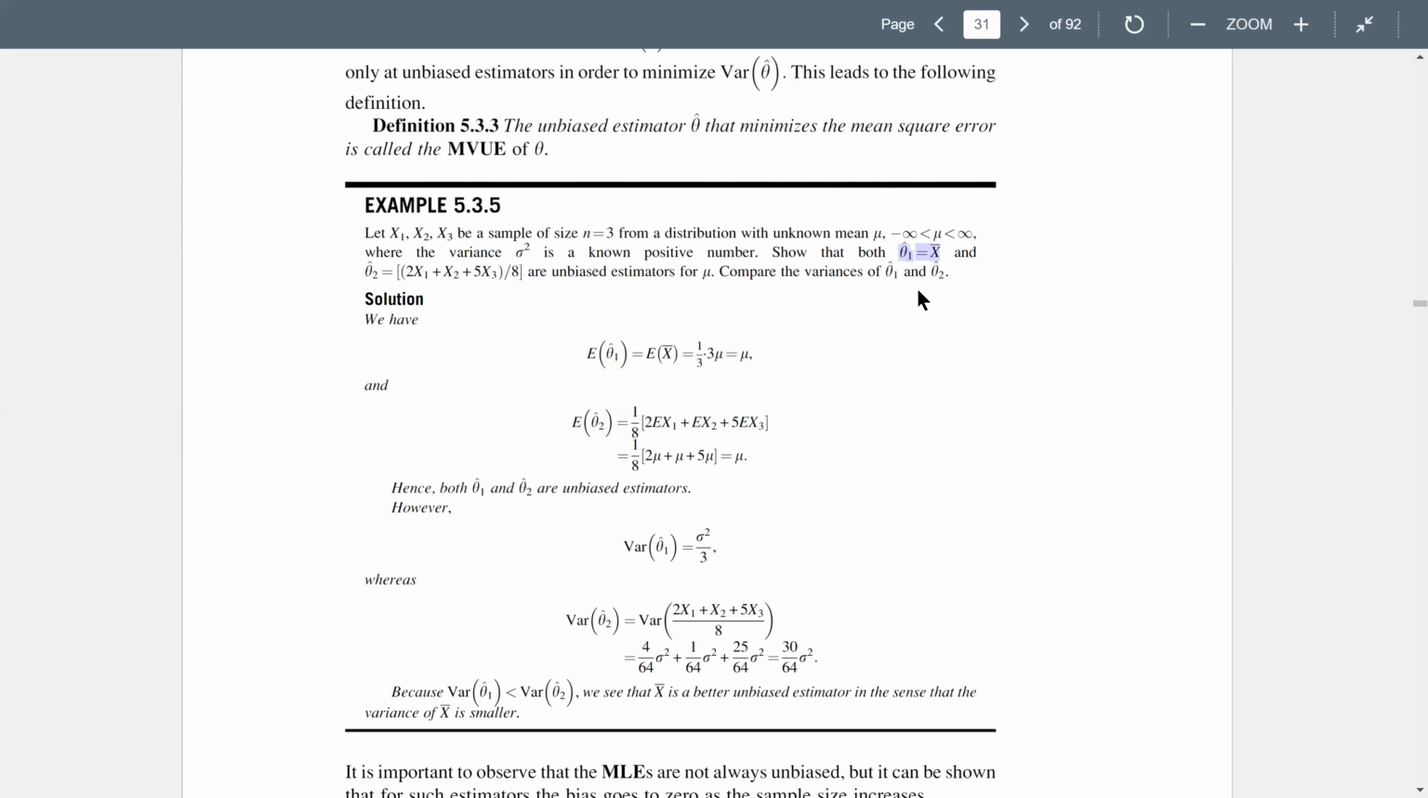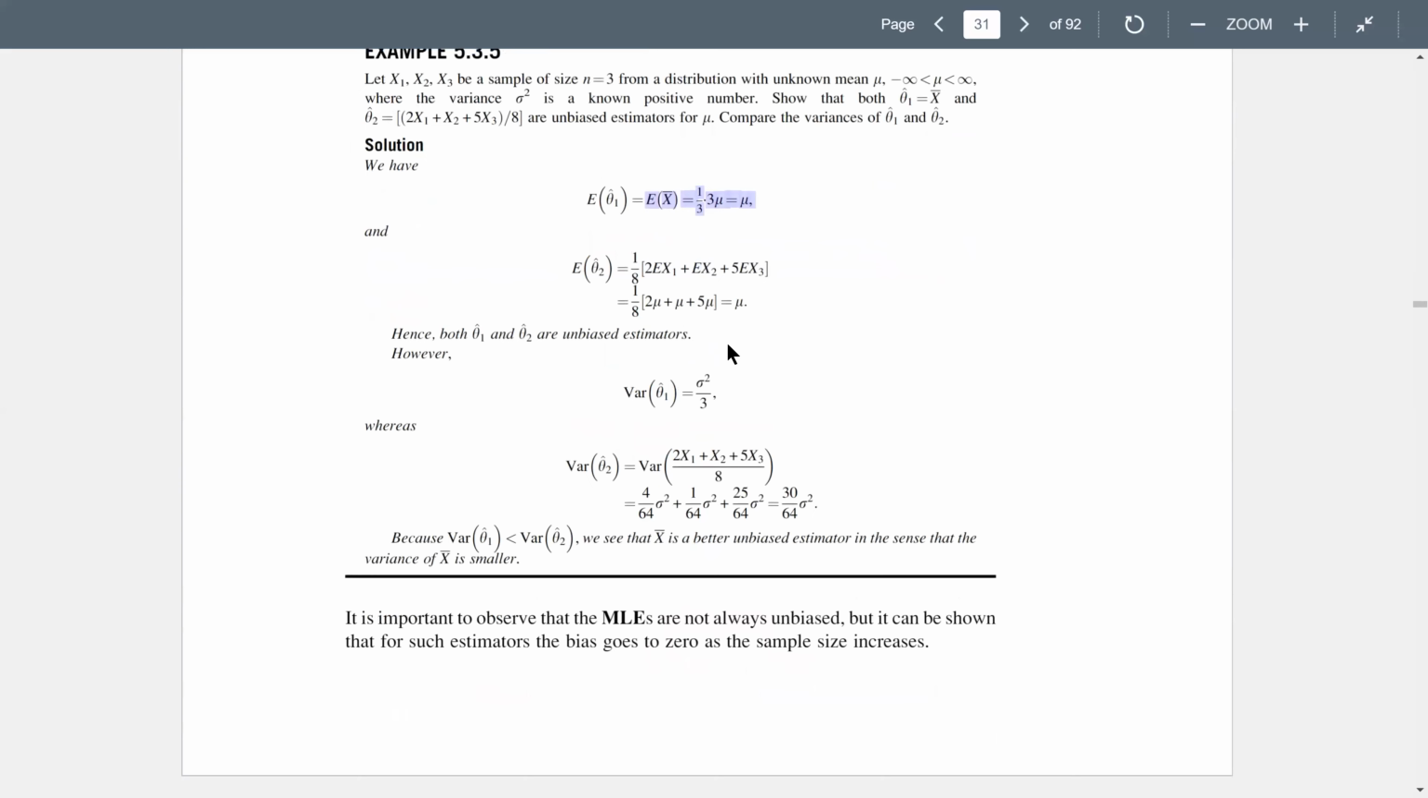Let me see. But x bar, you have 3, and okay, the way it's arranged is kind of weird, but that's fine, because expected value. What that means is the expected value of x equals mu. And that 1/3 times 3 is kind of confusing, but don't worry about that. And then theta 2 is another estimator.